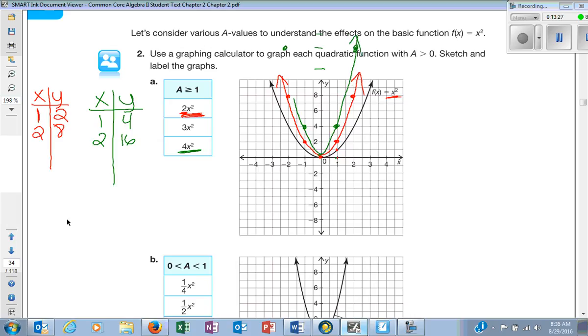What happened when that became a 4? My graph got even more skinny. Pretend that this thing right here is a rubber band. What happens if I pull on the top of a rubber band? What's it going to do? It gets more narrow, right? And what would I be doing to the rubber band? What would you call that? Stretching it, which is why this is called a vertical stretch.